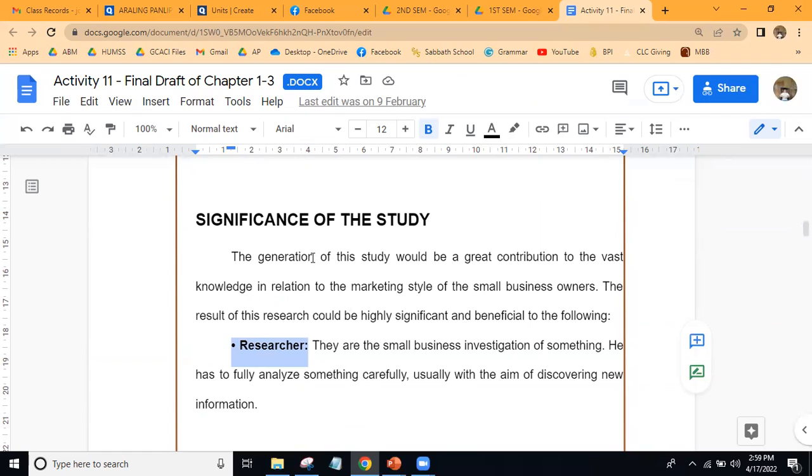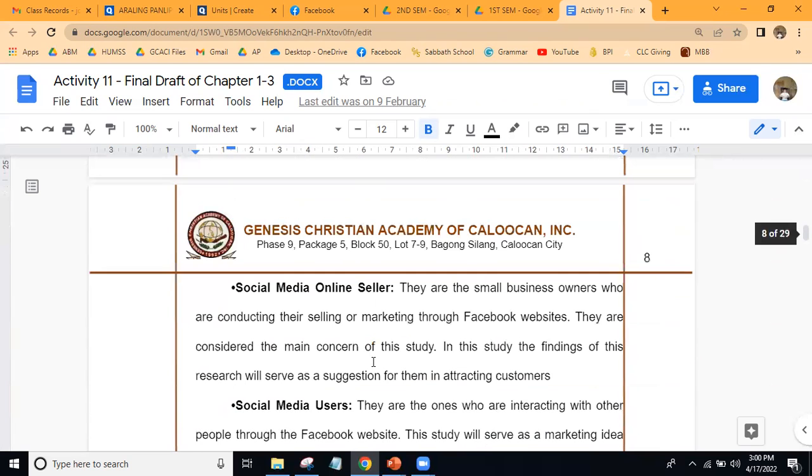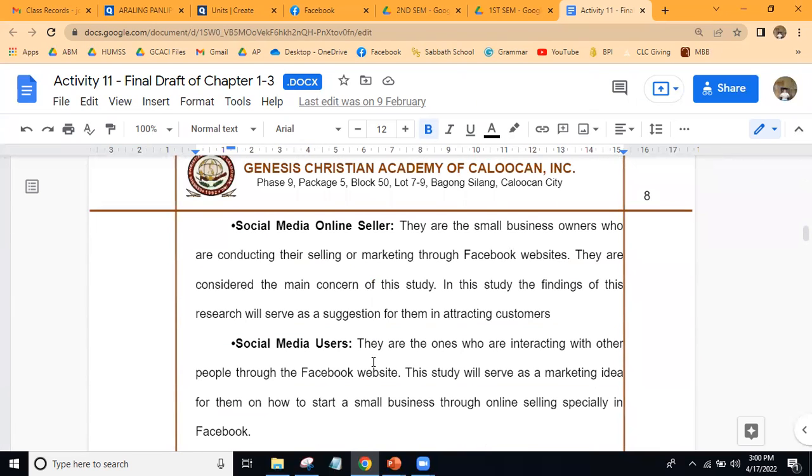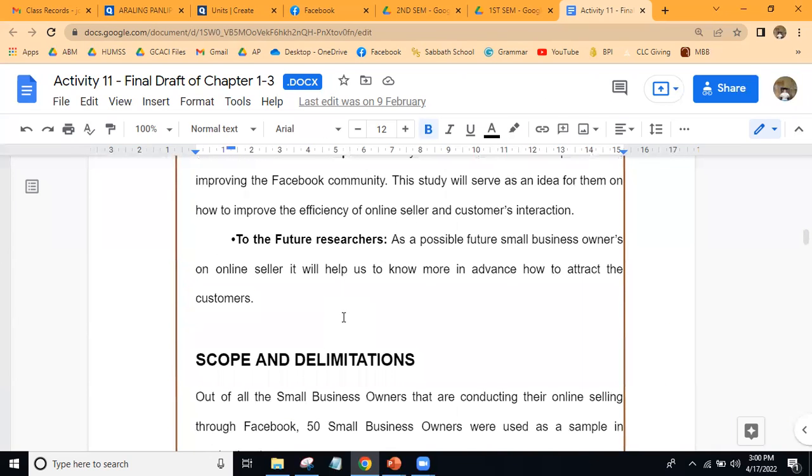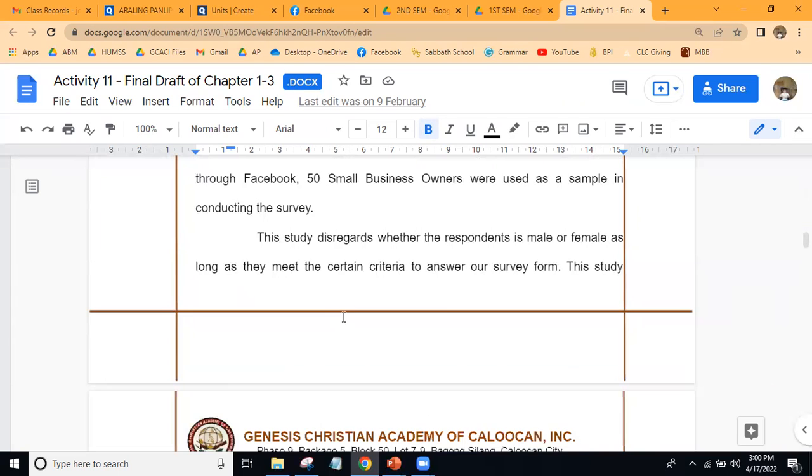So ang unang makikinabang siyempre kayo. Kaya ilalagay niyo the researcher. No? Kayo mismo. The researcher itself. No? And then, other beneficiaries of your research. Ayan. So, naman nila, social media online seller, media users, companies, future researchers. No? And scope and delimitation.